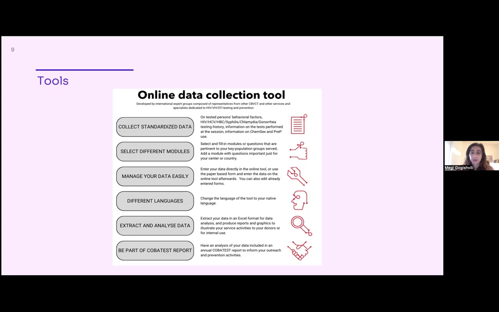You can change the language of the tool. If we don't already have your language, you can always ask us to include it in the data collection tool. In that case, we send an Excel file with all the variables that need to be translated into your language, and then we do the translation and implement it into the program. It lets you extract and analyze data and be part of the overall COBATEST report. So I'm going to go through all of them and show you how it works.